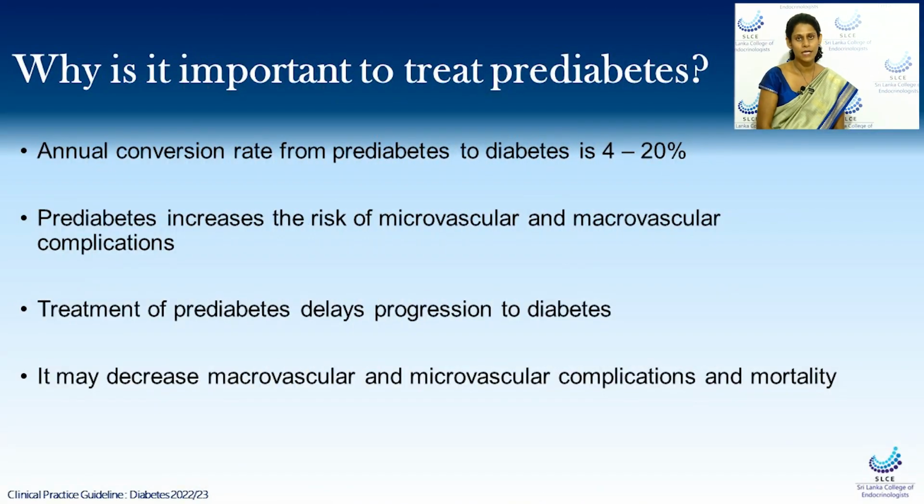Why is it important to detect and treat prediabetes? This is because the annual conversion rate from prediabetes to diabetes is estimated to be around 4 to 20%. Prediabetes is known to increase the risk of microvascular and macrovascular complications. Treatment of prediabetes will delay the progression to overt diabetes. It may decrease the macrovascular and the microvascular complications as well as the mortality. So you can see that it is extremely important to diagnose and treat this correctly.